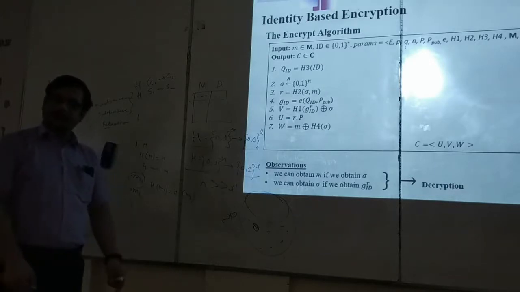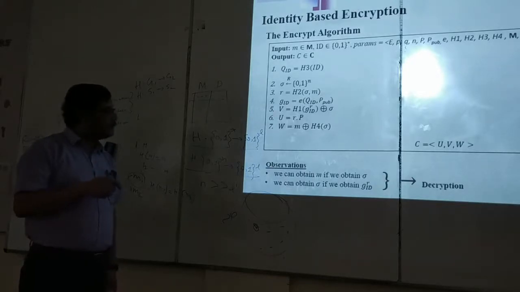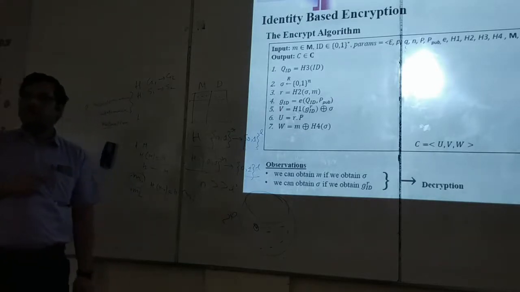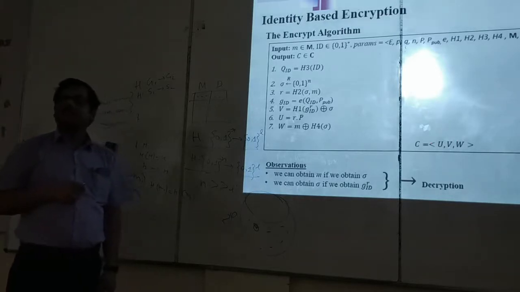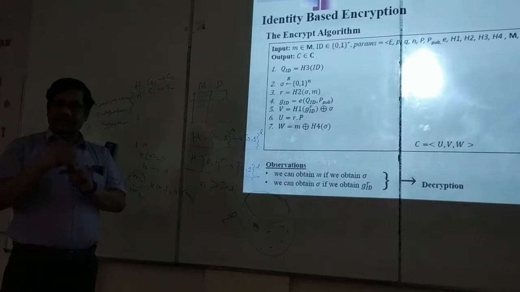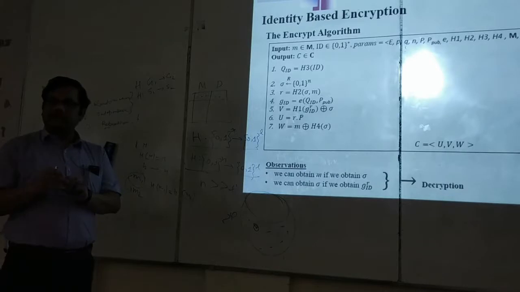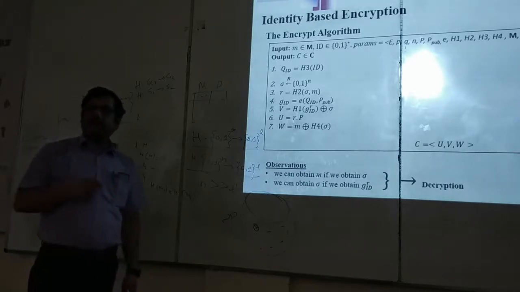Very simple. Then what are we doing? We are calculating one term called V and another term called U, and a term called W. And the ciphertext is actually UVW. Because we have already discussed that the ciphertext is a combination of 3 parts. First one should be a point, second one should be an n-bit string, third one should be an n-bit string. Here you will see U is a point, V and W are both n-bit strings.